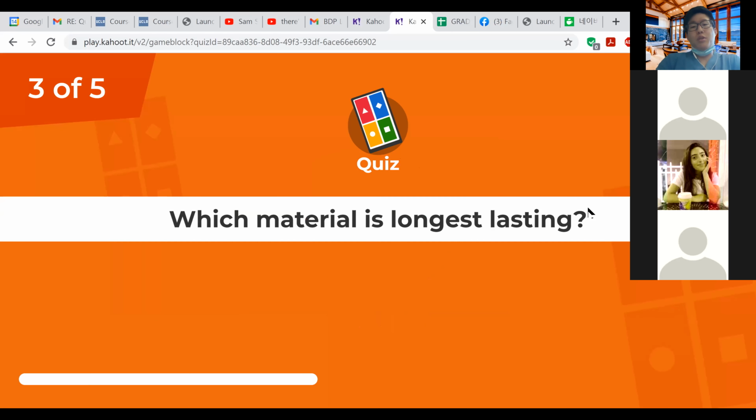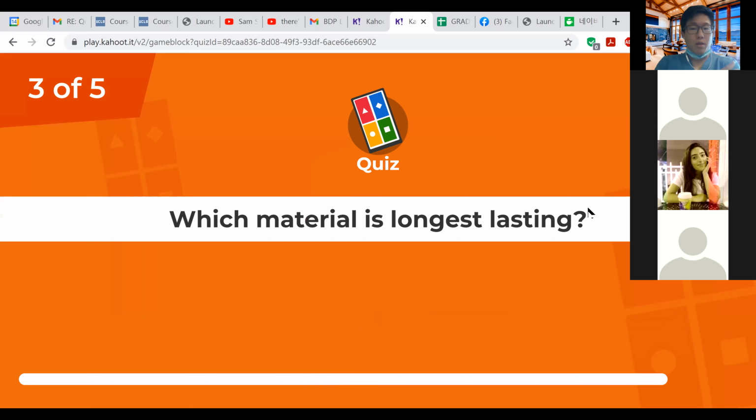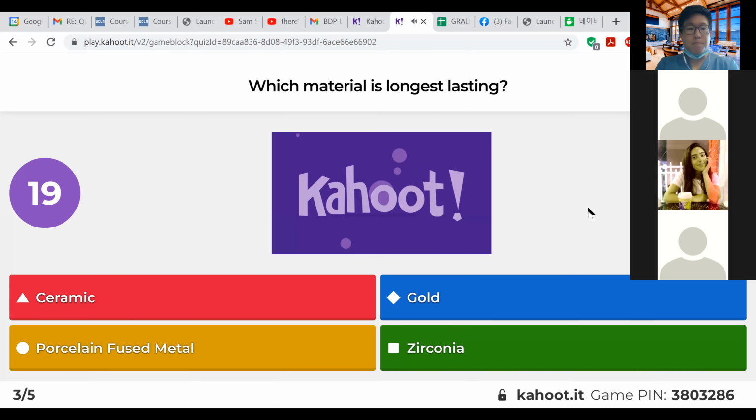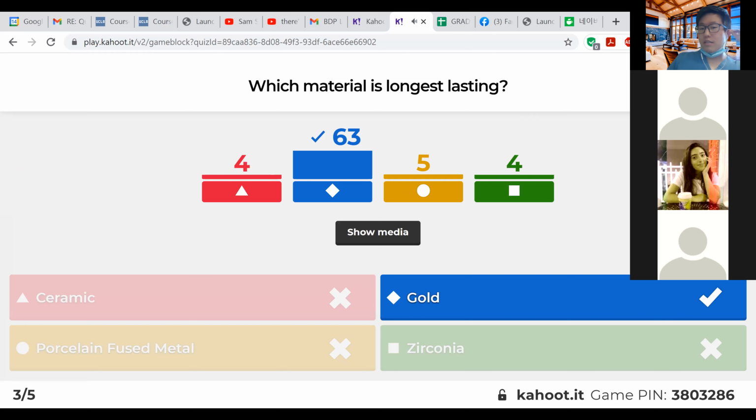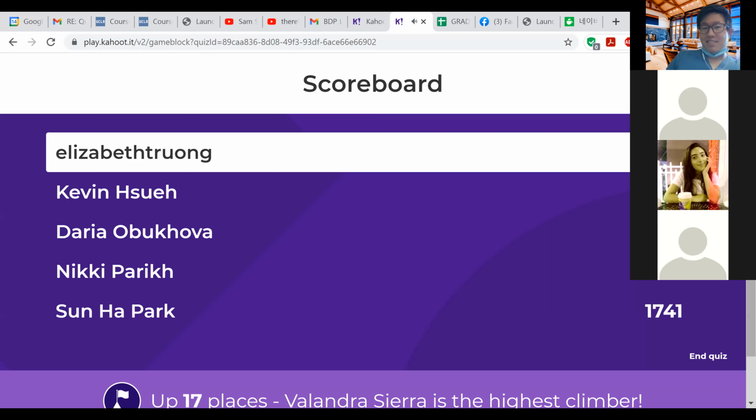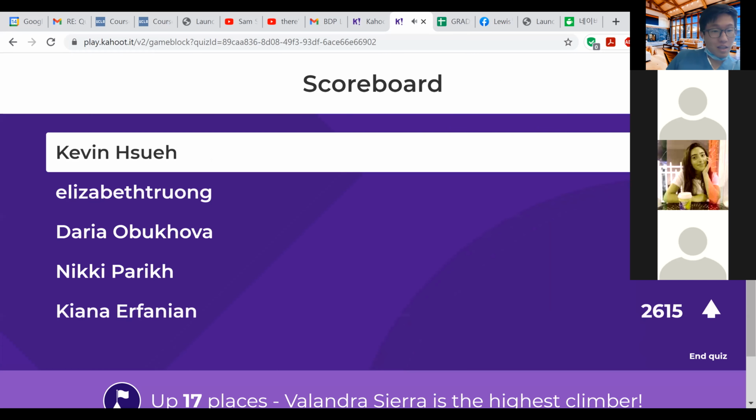Okay, which material is longest lasting? Ceramic, gold, PFM, zirconia. Gold. Okay, most people got it right. Good job. Too easy for you guys. Oh, Kevin and Elizabeth are competing for first.